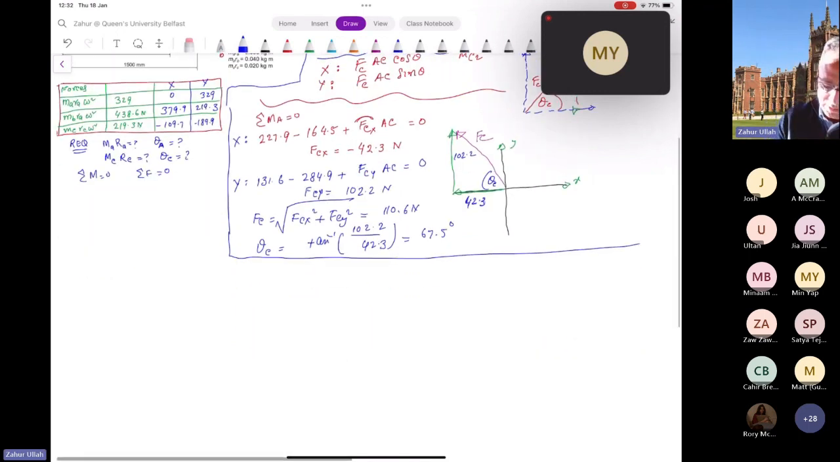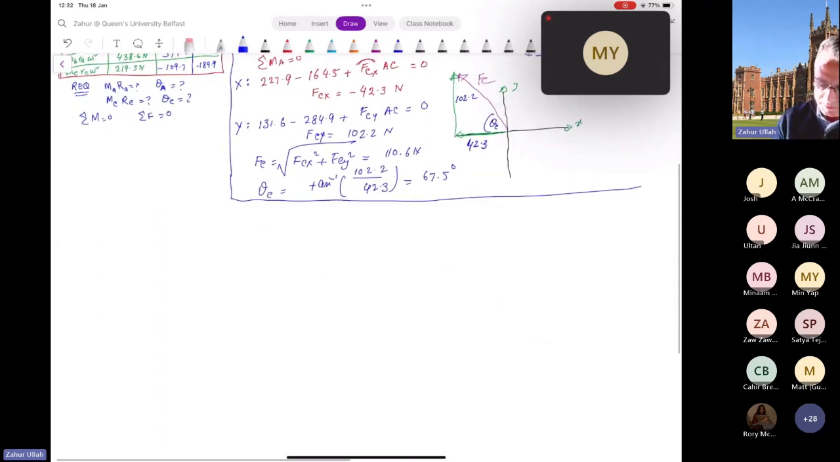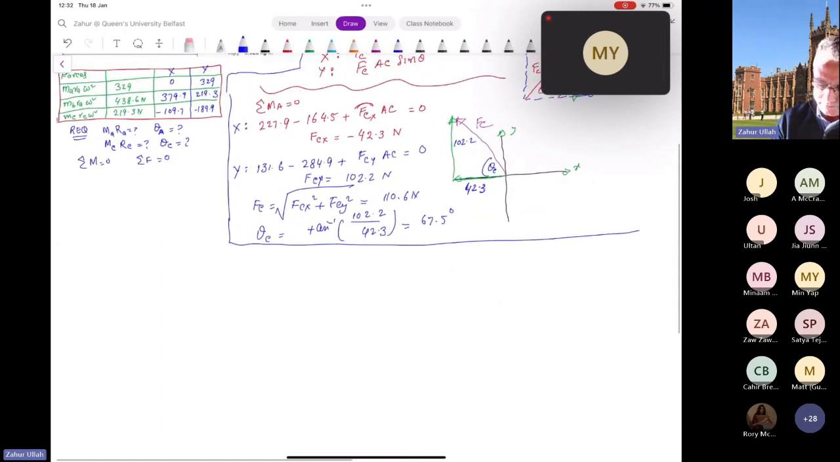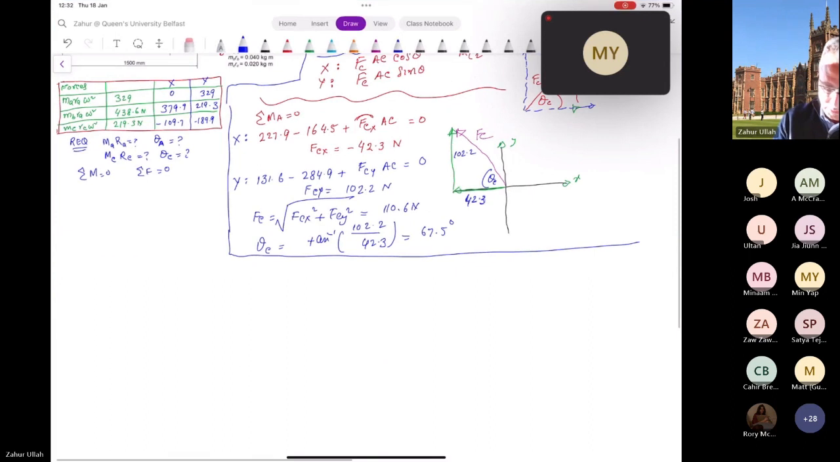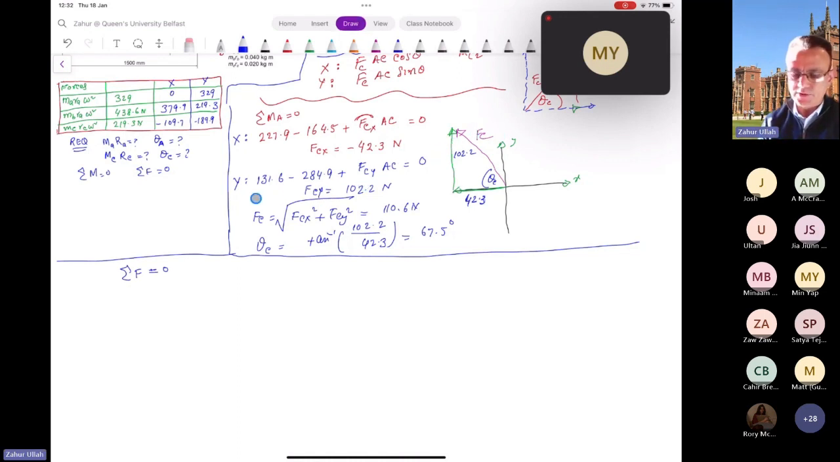So for the other one, now we just say that the summation of all the forces equals 0. We will use this method here, summation of all the forces, and we will be able to calculate MARA and also the angle. So this means that you now need to calculate the forces in both X and Y direction.